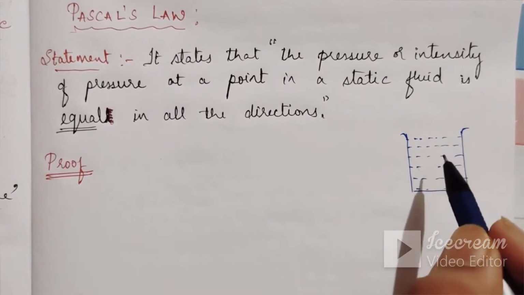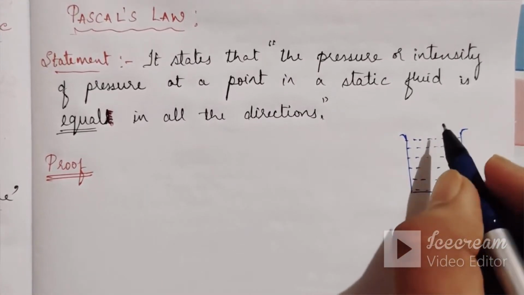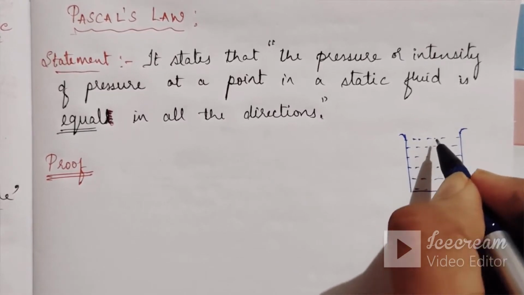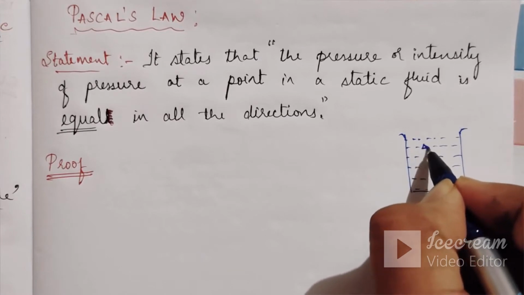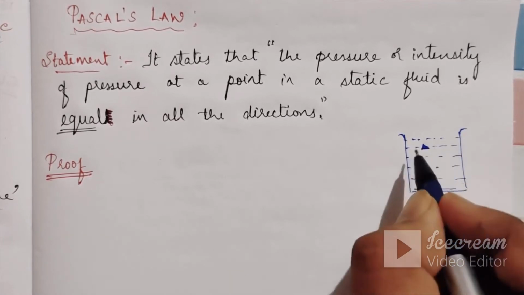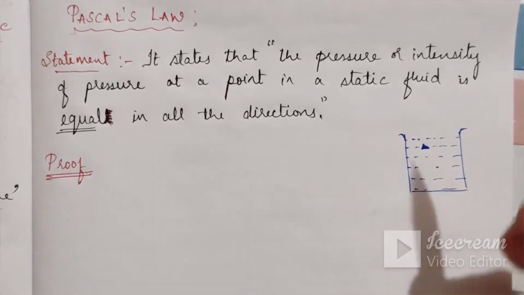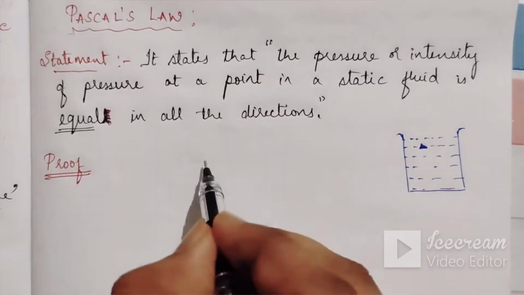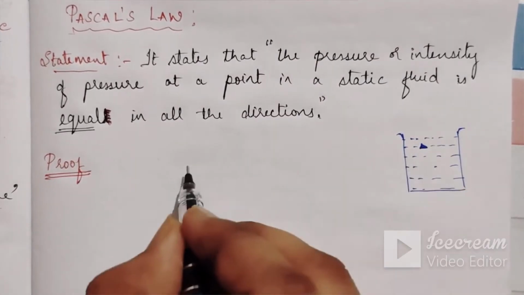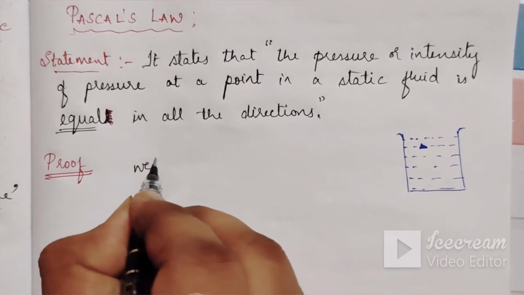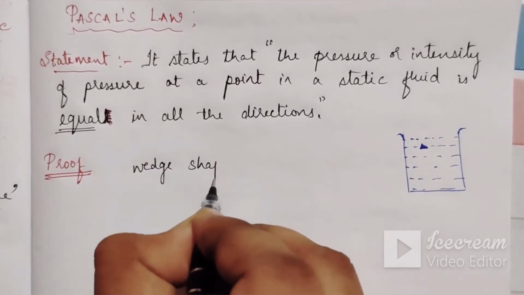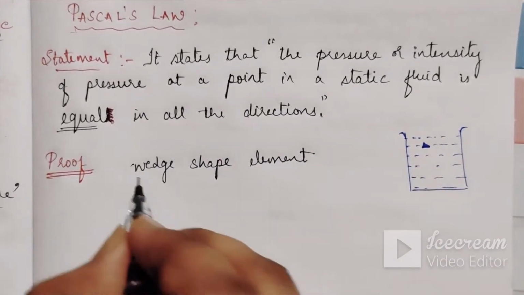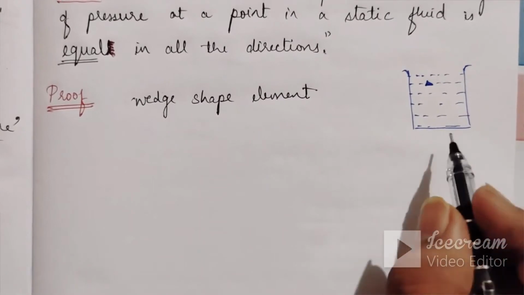So in this system of liquid, I'll take a small wedge shape, an arbitrary fluid element of wedge shape. So this element, I'll enlarge it here. If I enlarge it, this is the triangular shape. I'll take a wedge shape element. Why wedge shape? I'll tell you.